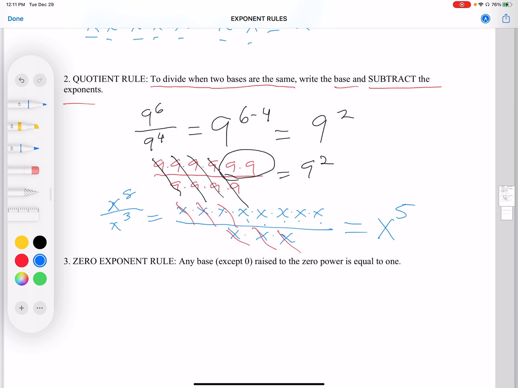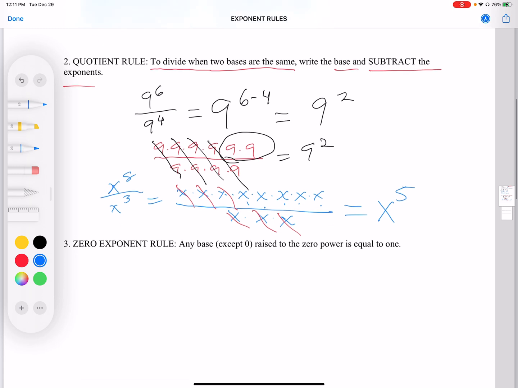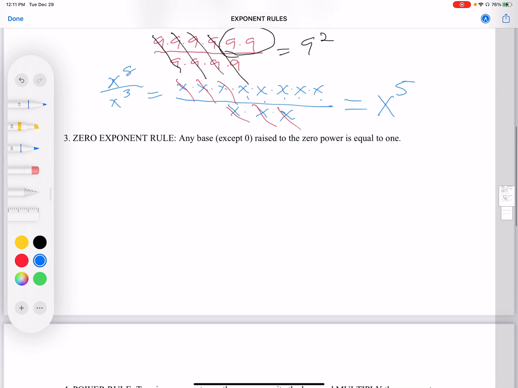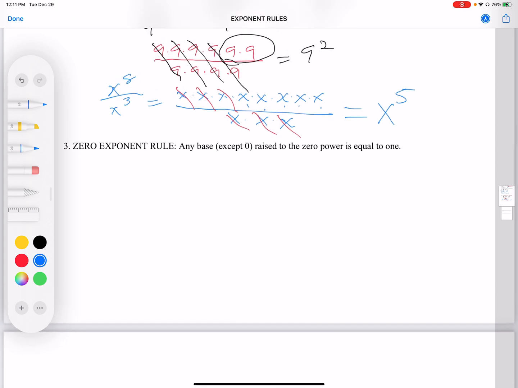And that's the quotient rule. Now the zero exponent rule. I want you to read this aloud with me. Okay? This is very important. Any base except 0 raised to the 0 power is equal to 1. Meaning anything raised to the 0 power is 1. Okay? Anything raised to the 0 power is 1.